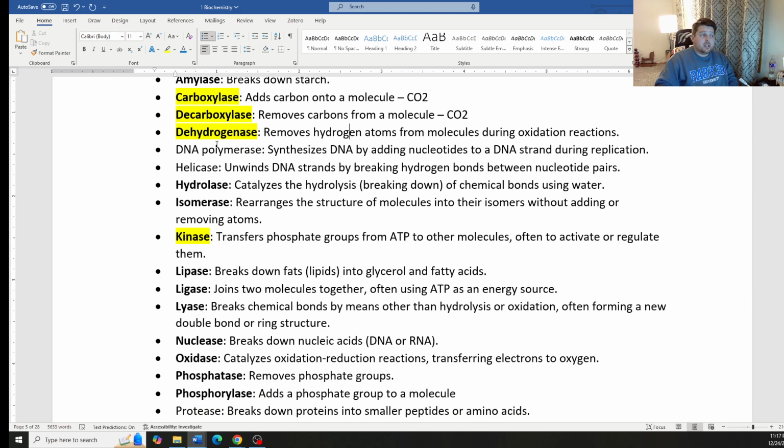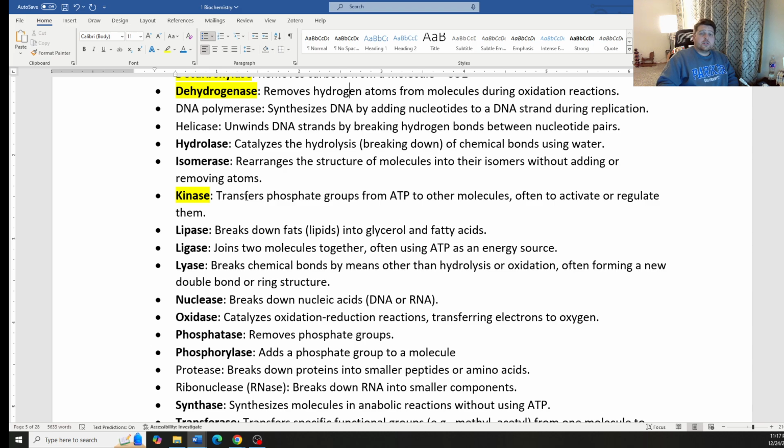You have DNA polymerase, helicase, which unwinds DNA. The DNA polymerase synthesizes DNA. Hydrolase does hydrolysis. This is breaking chemical bonds using water. Isomerase, another word, we have isomer. This is rearranging the structure of the molecules into an isomer. An isomer means that it has the same chemical compound, but a different structure.